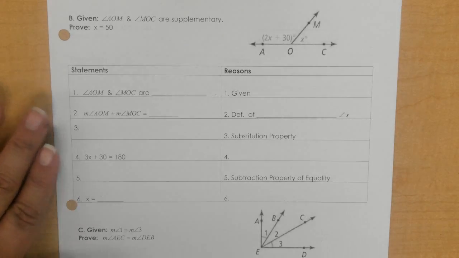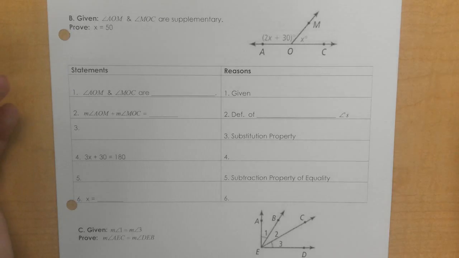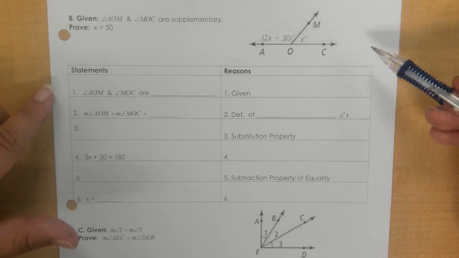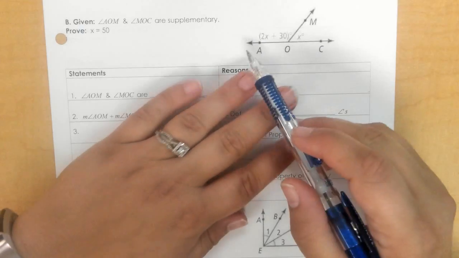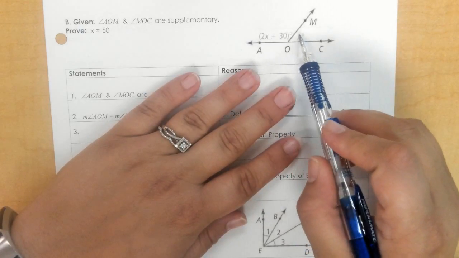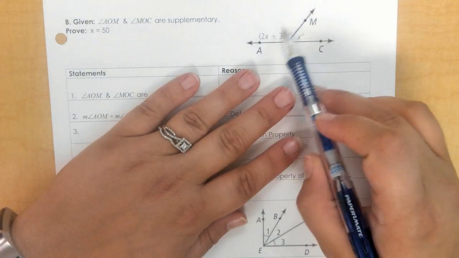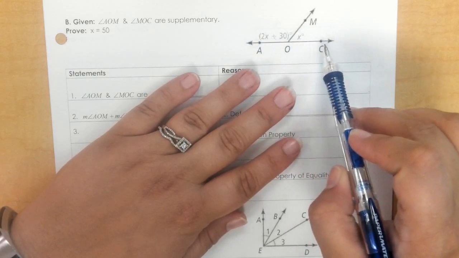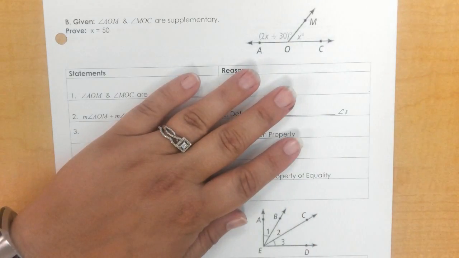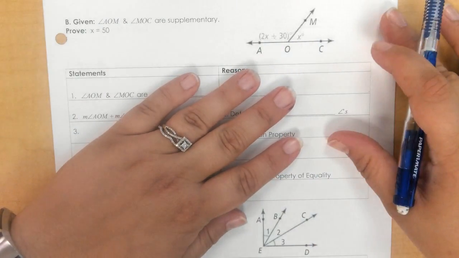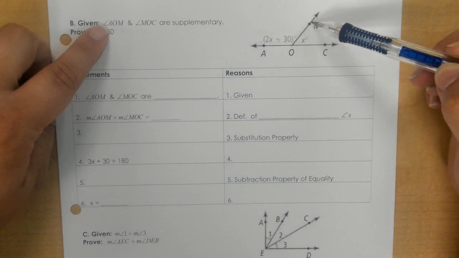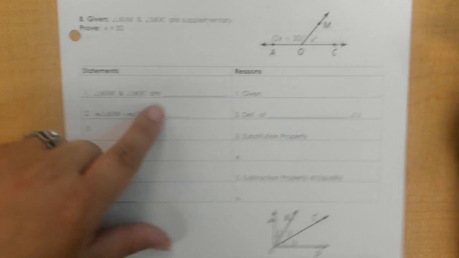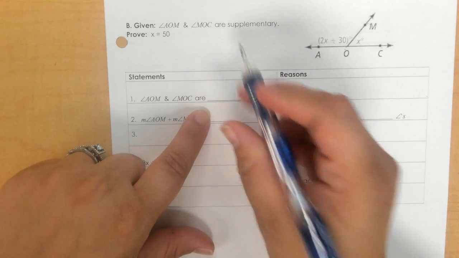For part B of the Unit 2 Day 6 notes, we're going to continue with geometric proofs. Before we even start the proof, we know that this plus this equals 180, because this is supplementary. It's on a straight line, which is a straight angle, which again is 180 degrees. It tells us over here that angle AOM and angle MOC are supplementary, so I'm going to go ahead and fill that in because that's the given.